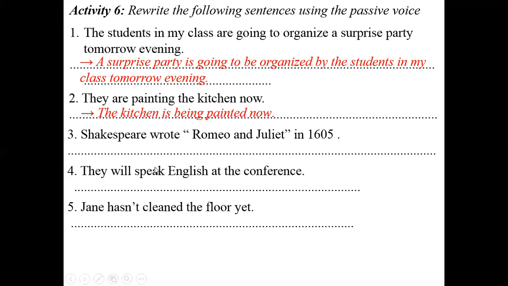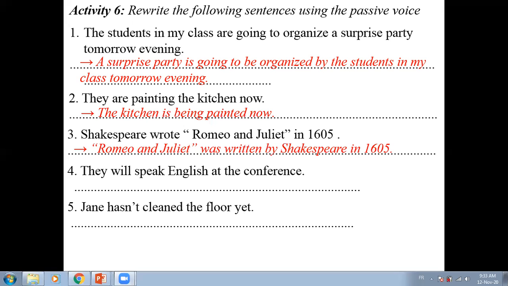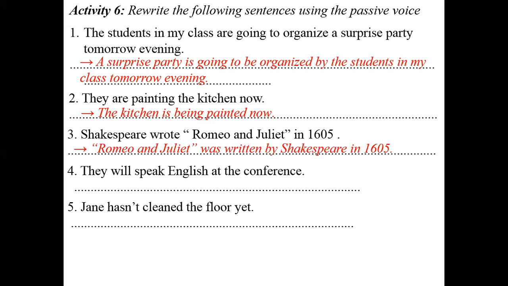And how about number 3? Shakespeare wrote Romeo and Juliet in 1605 will become like this: Romeo and Juliet was written by Shakespeare in 1605. And how about number 4? They will speak English at the conference will become English will be spoken at the conference, right?